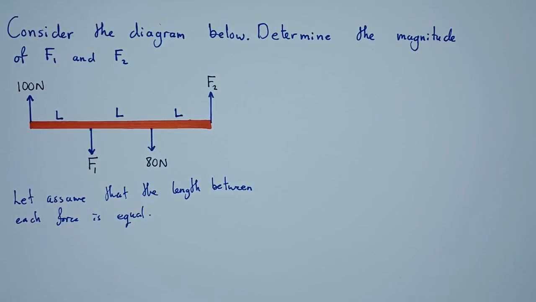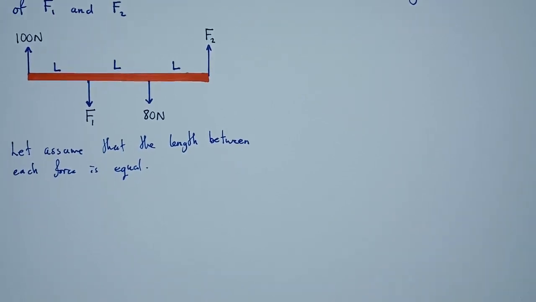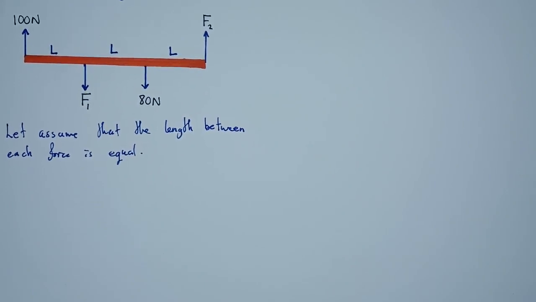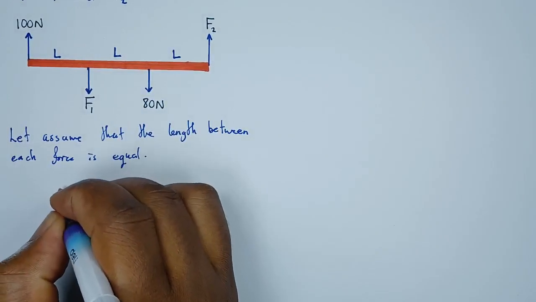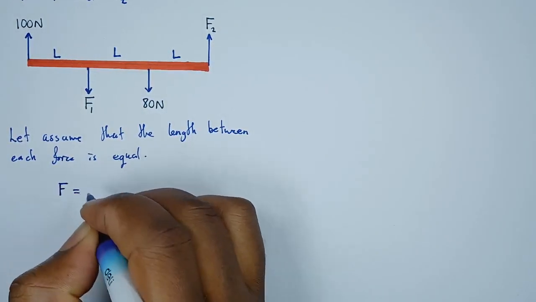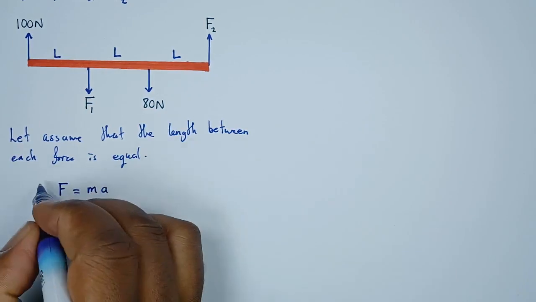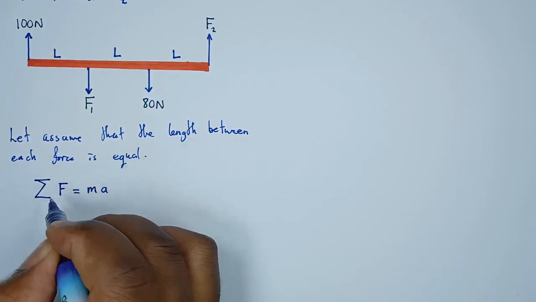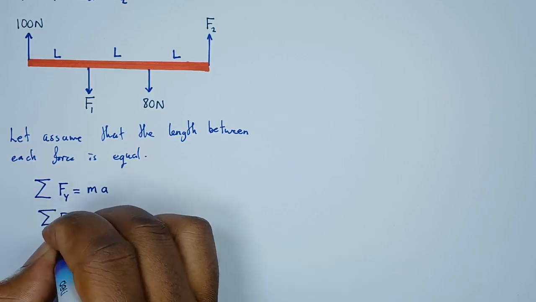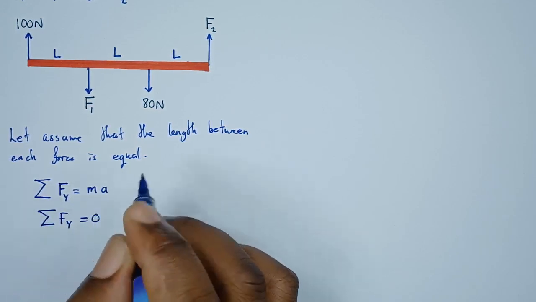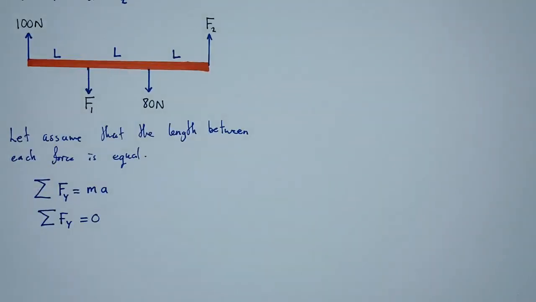So to start with, let's consider Newton's second law of motion, which says that force is a product of mass and acceleration. In this case, we'll just focus on the y-axis, because we don't have forces in the x-axis. So we're going to sum the forces in the y. The summation of forces in the y is equal to 0, because acceleration is 0; this system is not in motion, it's stationary.